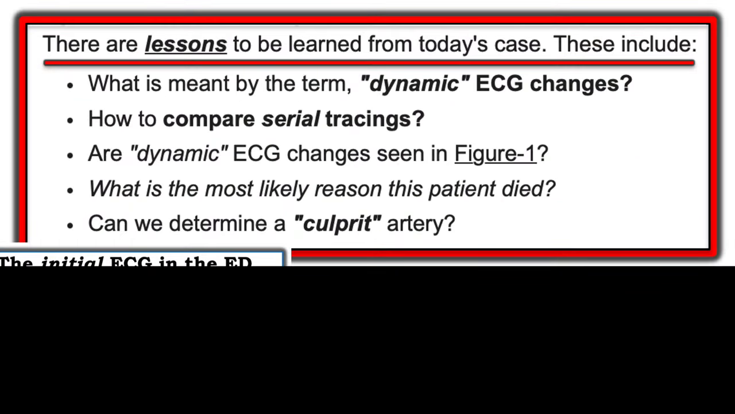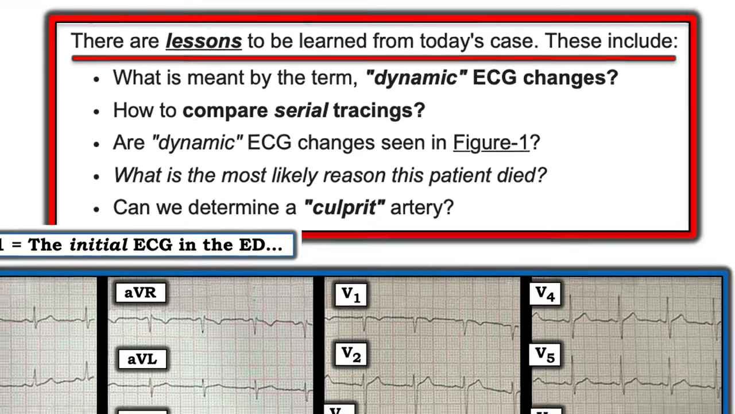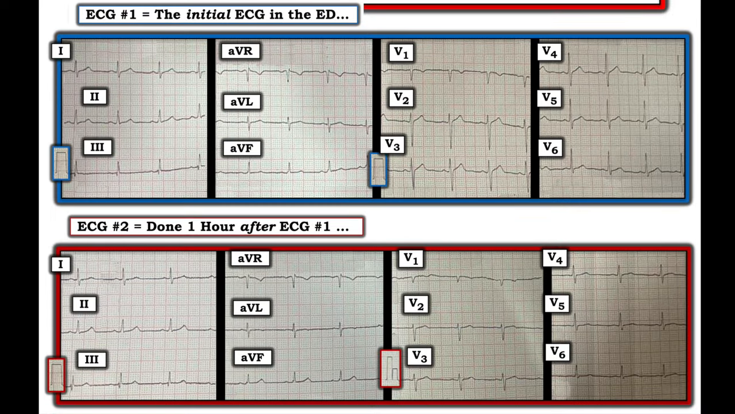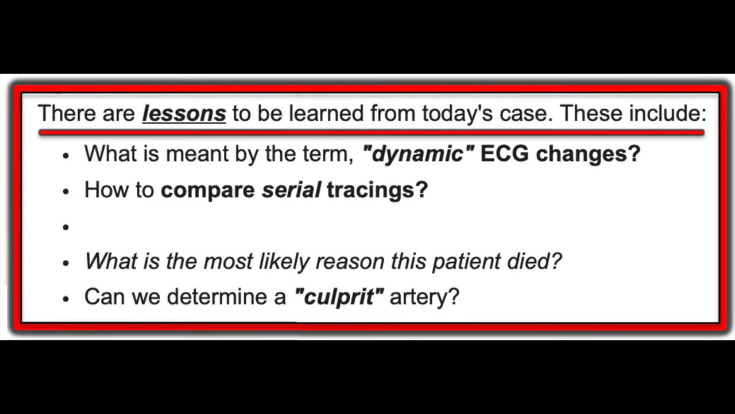So the lessons to be learned from today's case, what is meant by dynamic ECG changes? We have correlation with symptoms that changed, correlation to the ECG, even though criteria for STEMI were never attained. This shows dynamic changes that by itself should be enough documentation and indication for cardiac catheterization. So we went over how to compare serial tracings, how to diagnose and recognize dynamic ST segment changes.